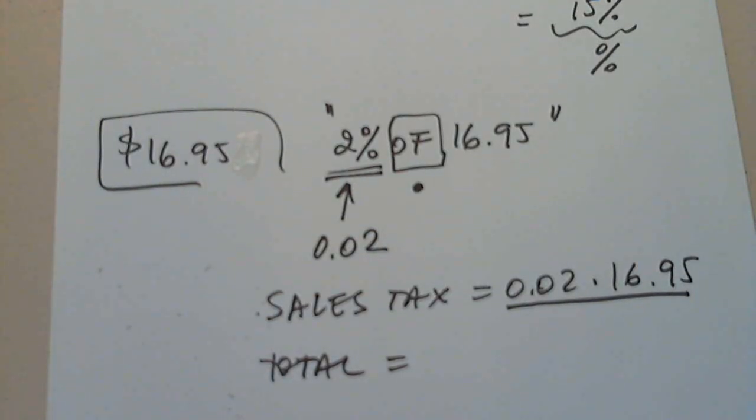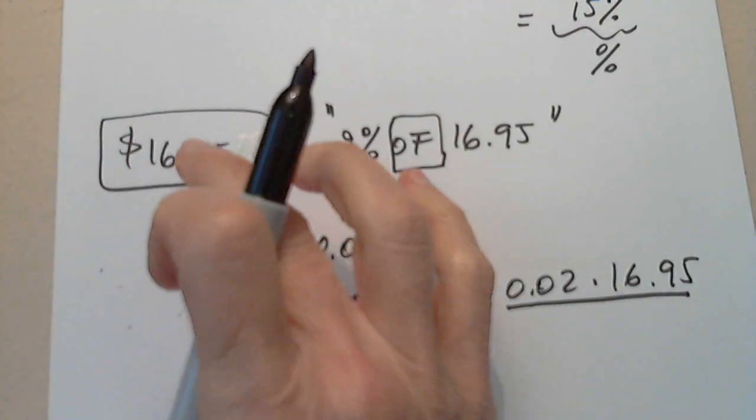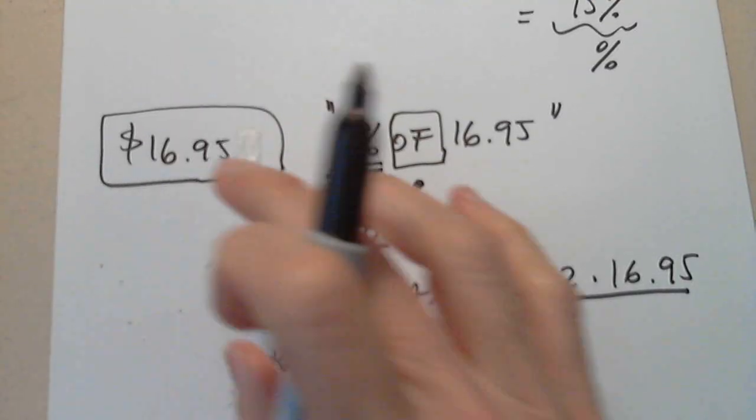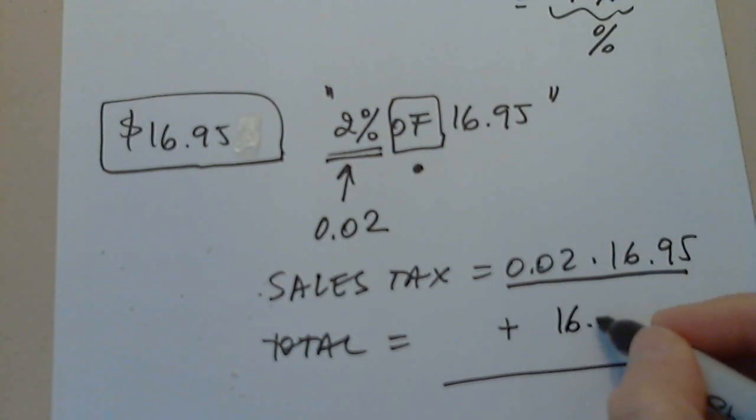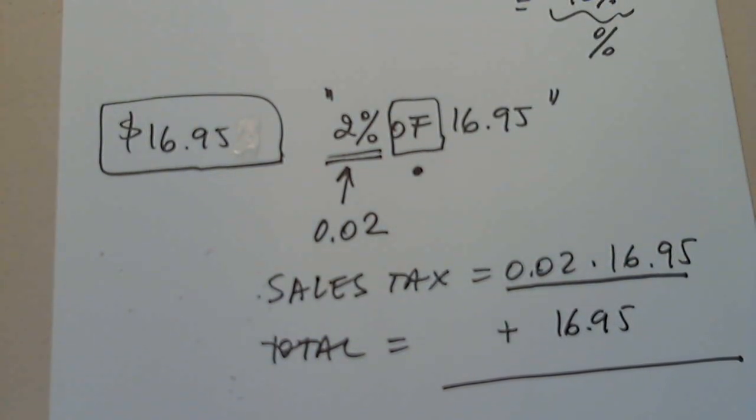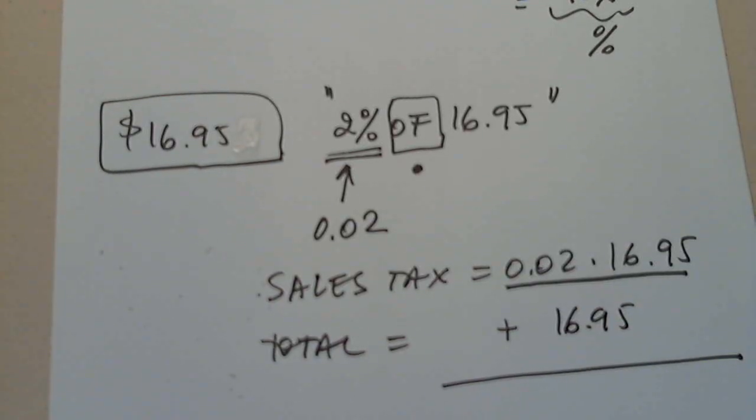So this amount, whatever we get, we have to add it to the original price in order to get the total. Okay? So we're going to add this plus $16.95. First, we're going to determine 0.02 multiplied by 16.95. This is the amount that will be added, the value added, 0.339.